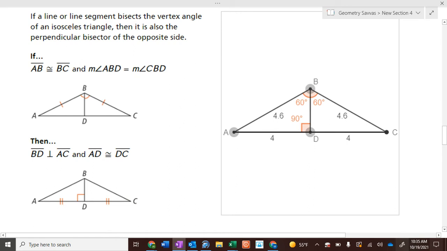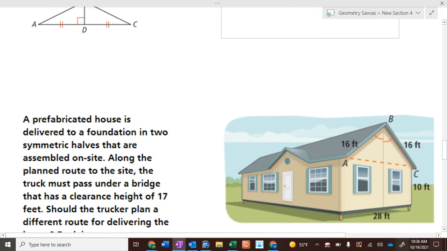All right. So what this is saying is if we bisect the top angle of an isosceles triangle, it makes a perpendicular bisector of this side. It's perpendicular and it hits it, so it divides it at its midpoint. So if you bisect the top angle of an isosceles triangle, it makes a perpendicular bisector.